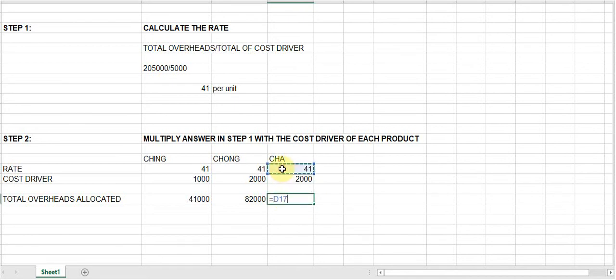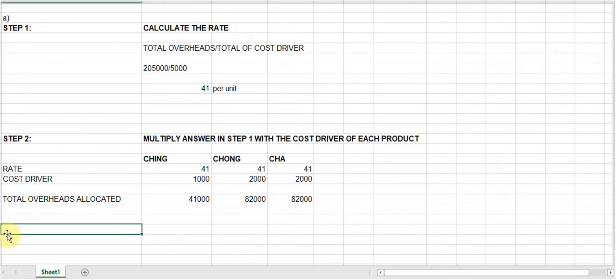If ever this Excel will cooperate, there we go. There you have answered number A, because we now know that you have a rate, it's 41 Rand per unit produced. And in step 2, you have multiplied your rate by the cost driver for each product. So for Ching, overheads allocated to Ching, 41,000. Overheads allocated to Chong, 82,000, and to Cha also 82,000 Rand. So that was the traditional costing part.